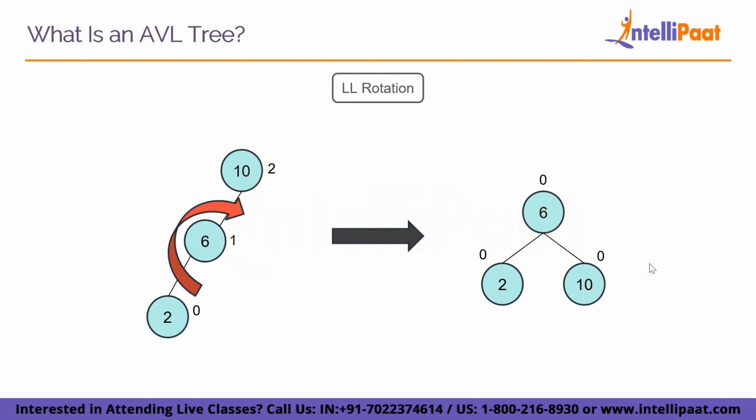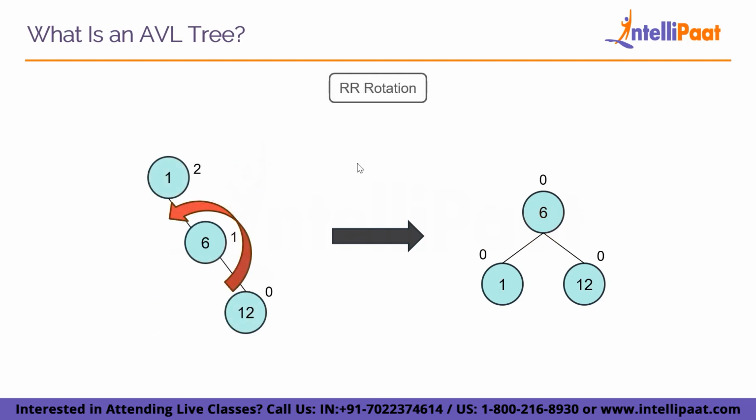The first one is LL rotation. In this case, we will have a left skewed AVL tree. But the problem with this is the balance factor of 10 is 2 because it is having 2 levels on the left side but 0 on the right. Similarly, the 6 is having 1 and 2 is 0. So 6 and 2 are balanced, but this 10 is having balance factor as 2, so it is not balanced. In order to create a balanced AVL tree, we will make an LL rotation in which this 10 will become the child of this 6 and this 6 will become the parent, giving us the balance factor of 0 in all the nodes.